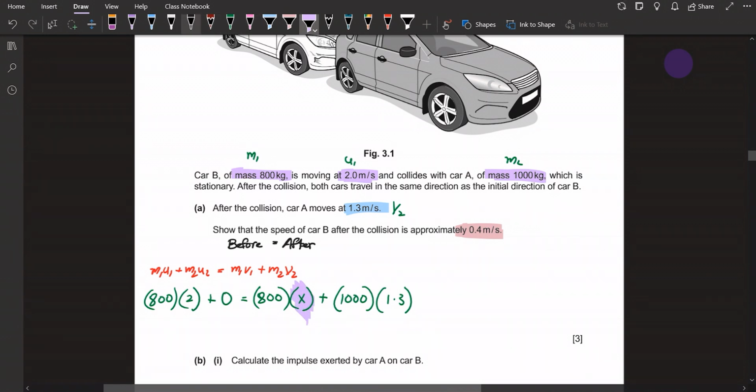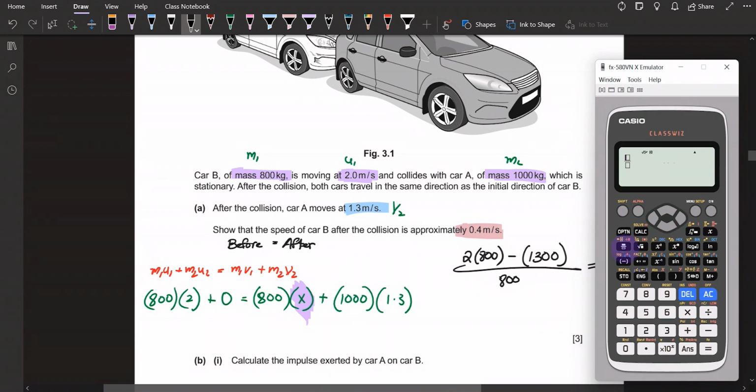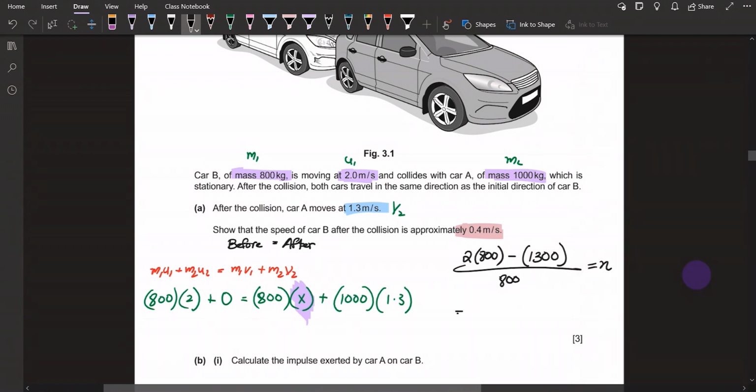So we get our final equation as 2 into 800 minus 1300 divided by 800, which is going to give us our value of x. And to find the value of x, we can use our calculator. 2 into 800 minus 1300 divided by 800, which is going to give us our answer as 0.375, which is approximately equal to 0.4 meters per second, and we get 3 marks for this.